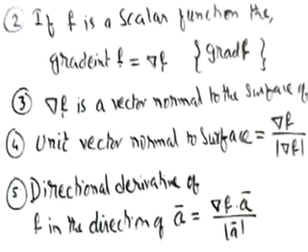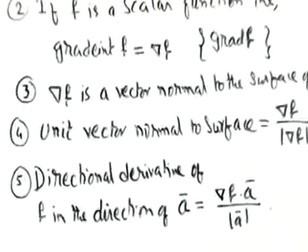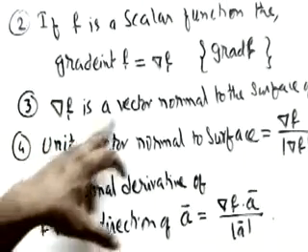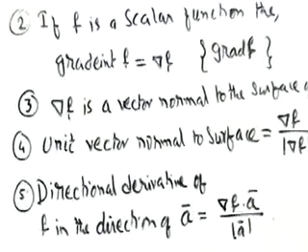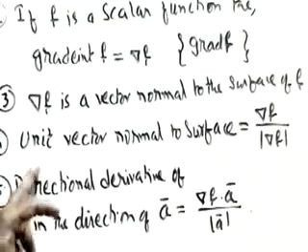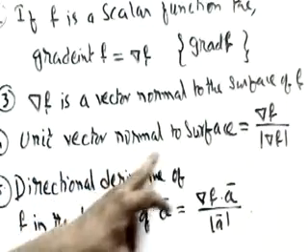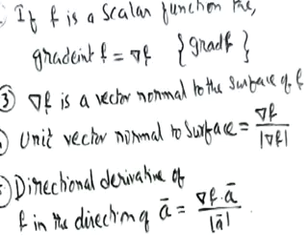Now del f will be the vector which is normal to the surface f. Del f is a vector normal to the given surface. Now the unit vector normal to the surface, its formula will be del f by mod of del f. Del f by mod of del f.